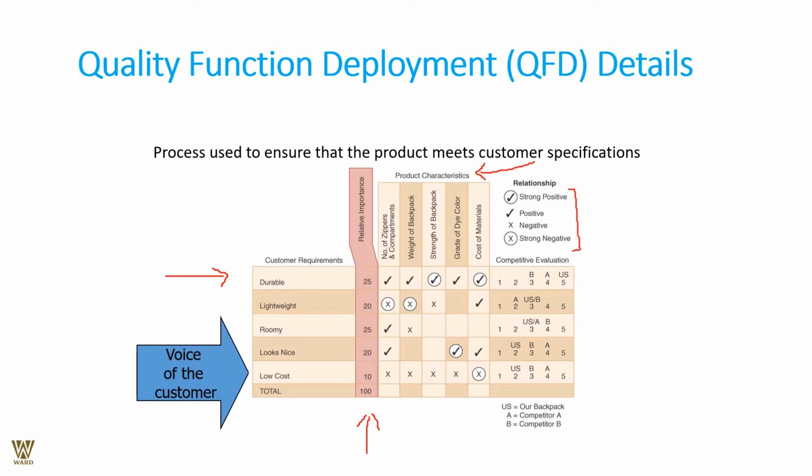So yes, this is the voice of the customers, being durable, being lightweight, roomy, looking nice, being handy at the lowest possible cost. Remember, the weightages are separate and given in different ratios, but the total summation of the weightages should add up to 100% satisfaction of the customers. So that is what we have been looking into.